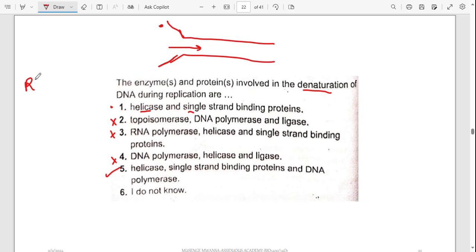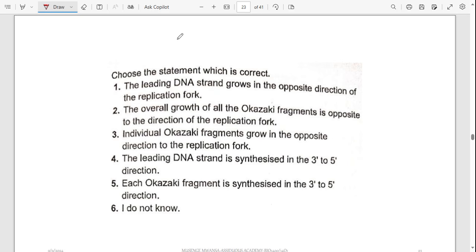When you come to RNA polymerase in transcription, it is the one which will be separating the strand and adding new strands or making a new strand. But DNA polymerase will just be making a new strand, not really being involved in the denaturation. So the best option here would actually be one. If it was RNA polymerase also causes the breakdown of the chain, but that is transcription. Choose a statement which is correct.